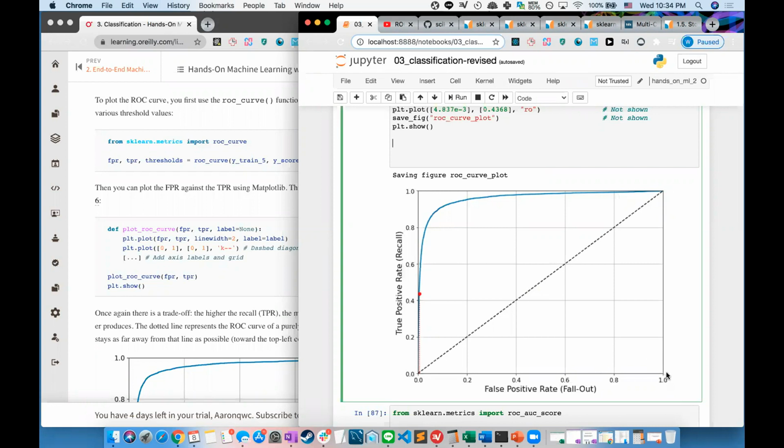Now, when we are here, that means our true positive rate is 0, and our false positive rate is 1. That means we're incorrectly classifying all the true samples, and we're incorrectly classifying all the false samples. So we're actually doing everything wrong, pretty much.